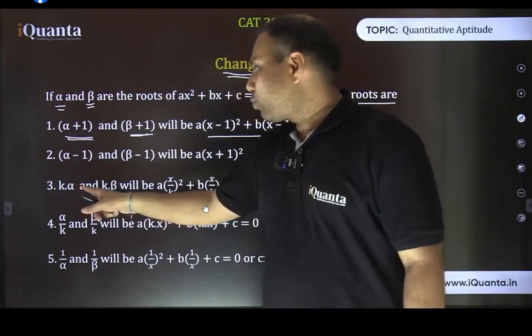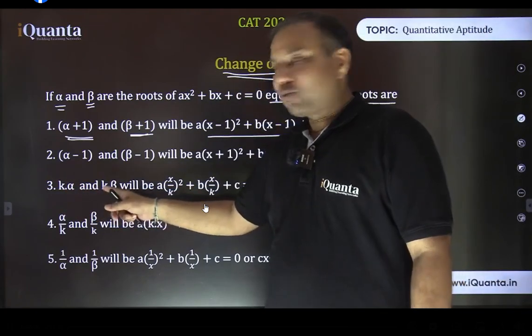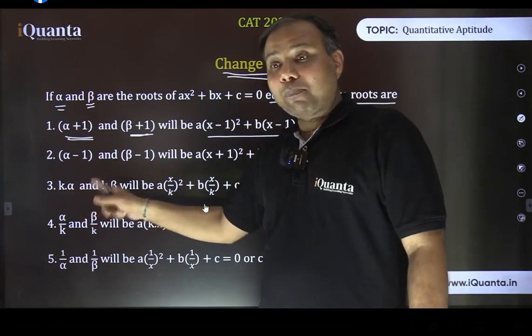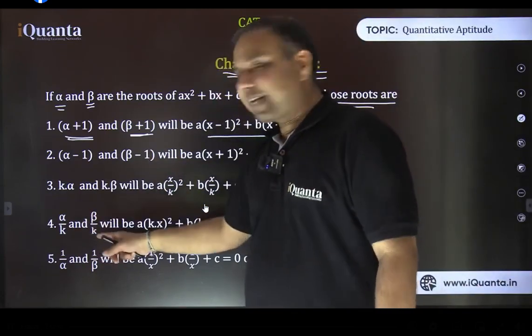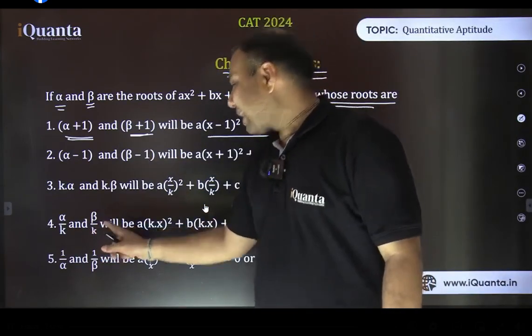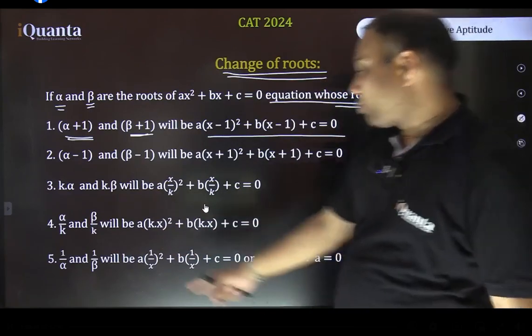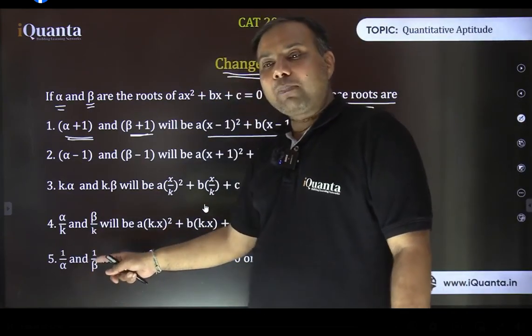Same way, if roots are becoming k times alpha, k times beta, because roots are becoming k times, we need to replace x by x upon k, right? And same way, if roots are becoming alpha by k, beta by k, then what will we have to do? It's obvious. Now we need to replace x by k times x. And if roots are becoming 1 by alpha, 1 by beta, in that case we need to replace x by 1 by x.